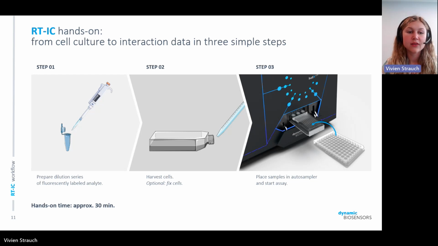So it's very simple. You just need to prepare your fluorescently labeled analyte. You harvest your cells. You can also fix your cells if that is something you're interested in. And then you place all your samples in the autosampler and start the assay, and everything else from the workflow will be automatically taken care of. So the hands-on time will result in approximately 30 minutes.